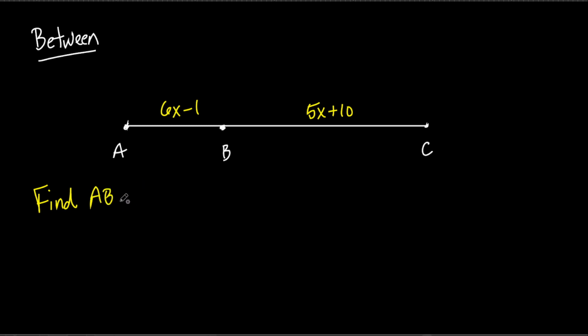So watch. The question says find AB and BC. Now, right now, I couldn't find that because I don't know X, do I? Okay, I need to know one more piece of information, and they give it to you. They said, find that stuff if AC is equal to 75.